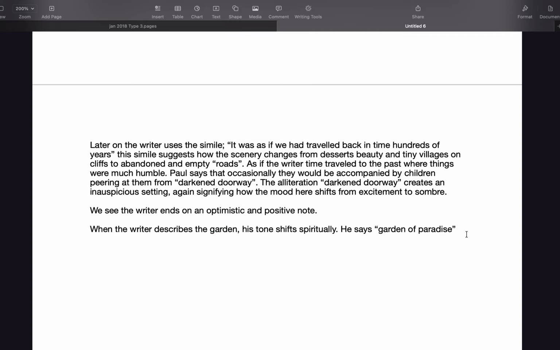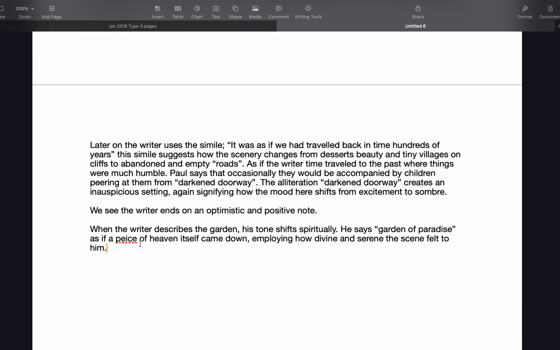So that's what we're going to say, a garden of paradise, as if a piece of heaven itself came down, right? Employing religious imagery, employing how divine and serene the scene felt to him.